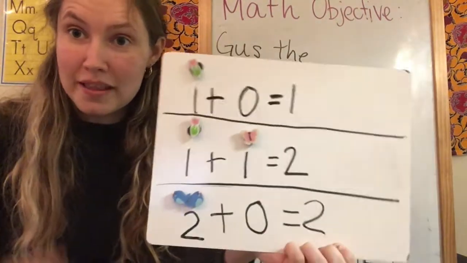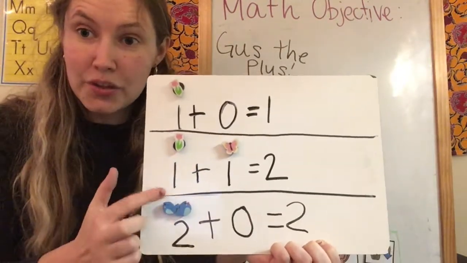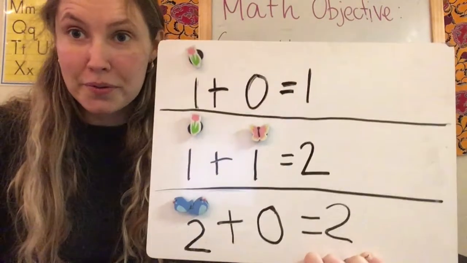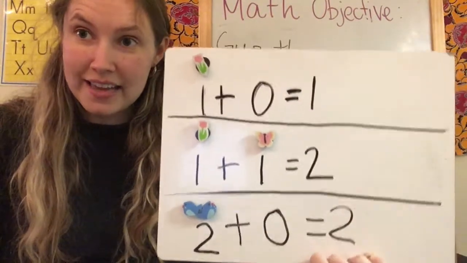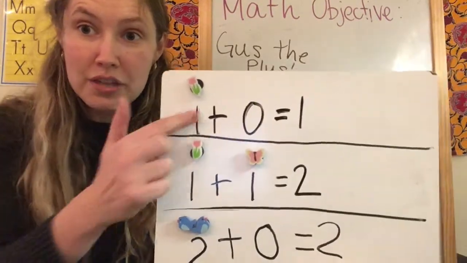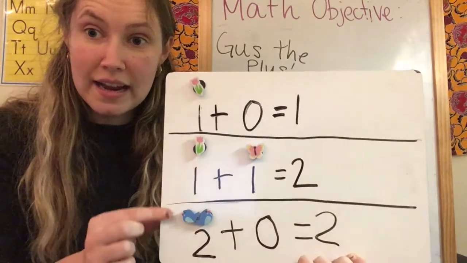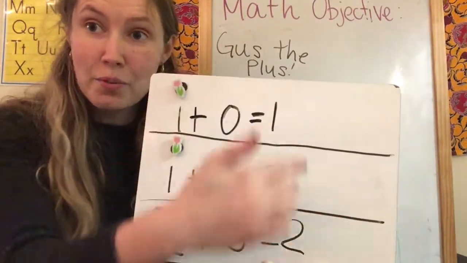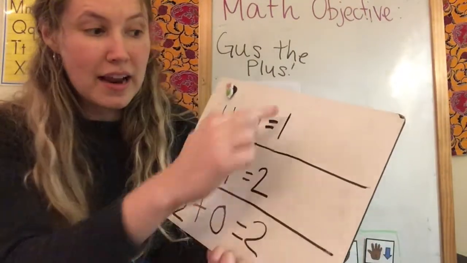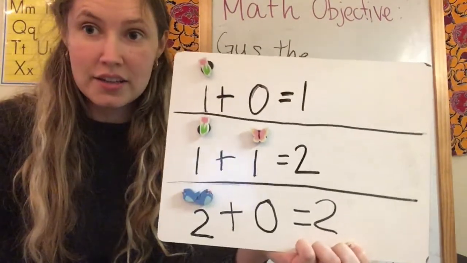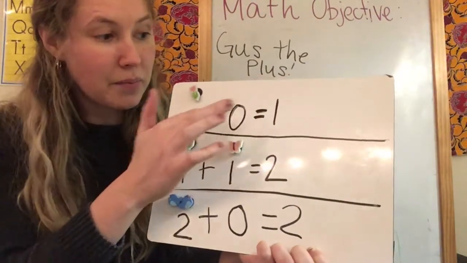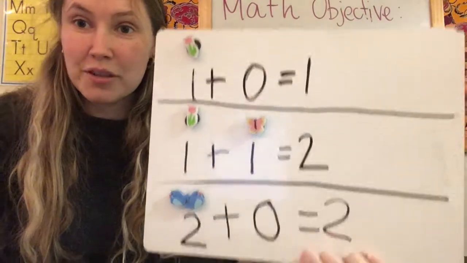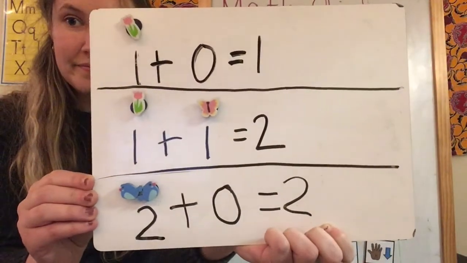So this is what your number sentences for today are going to look like. I would like you to show me these number sentences and to use your mini erasers here, your springtime counters, to help you show what you are adding together. Make sure that you're using your Gus the Plus, that you're writing how many you're adding, and the sum. The sum is what the answer is. So remember, your answer comes after the equal sign. So you're going to have your number sentence with your plus, your equal sign, and what you're adding together. So it should look like this when you're all done.